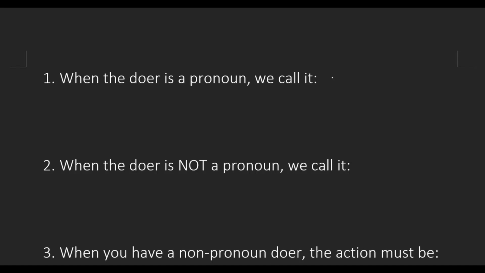Okay, let's do our chapter recap in the form of a quiz this time. Number 1, when the doer is a pronoun, we call it an embedded doer. Good, embedded doer. When the doer is not a pronoun, we call it an outside doer. Good. Those were 2 kinds of doers.